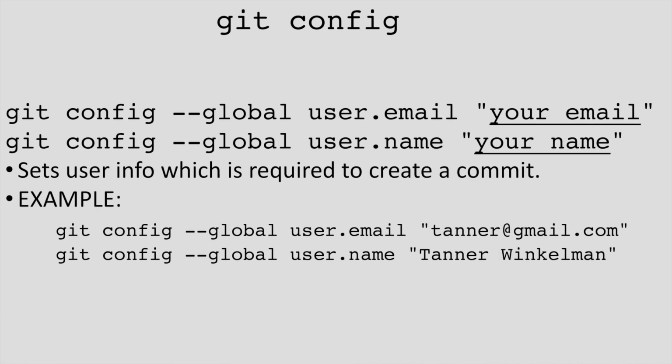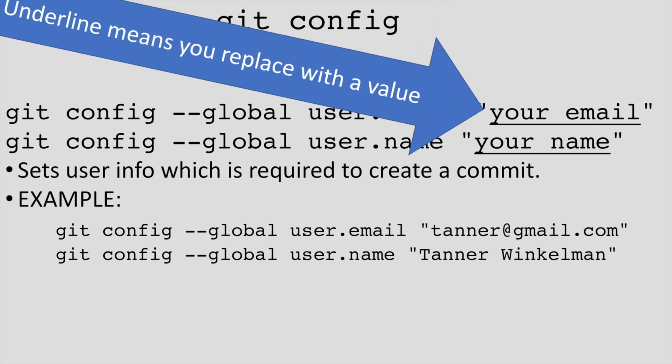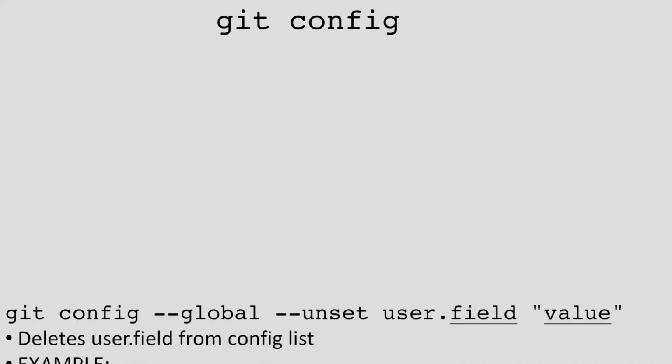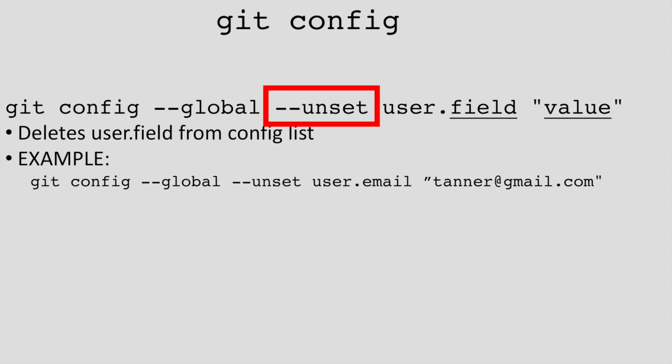To set the user info, use the commands git config --global user.email and then in quotes your email, and very similar for the name. I underline your email and your name to indicate that you're supposed to replace those with a value. To remove things from the config list, all you need to do is add the --unset flag.